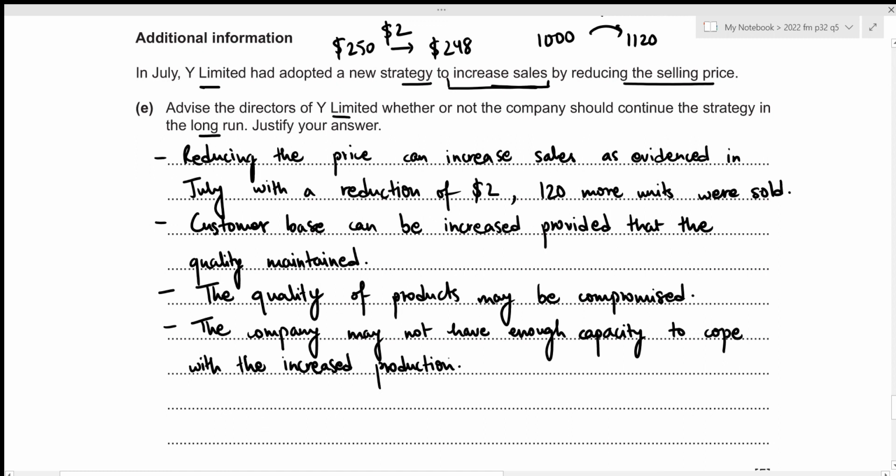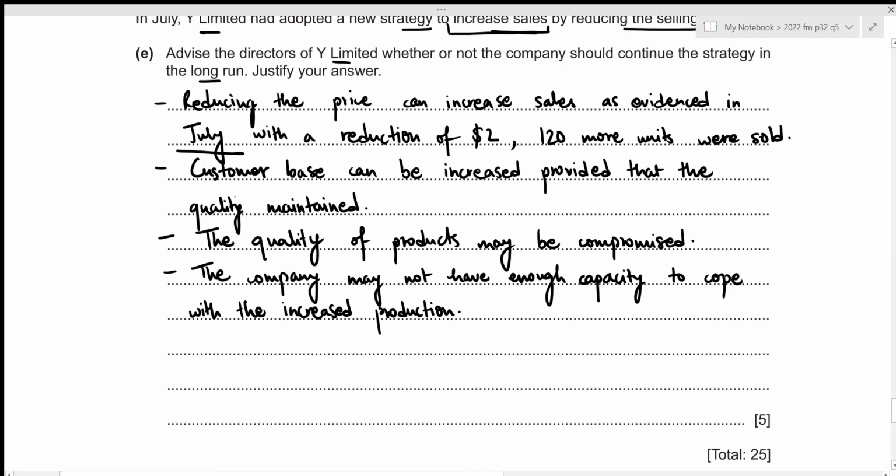Alright, now based on these factors, we need to advise the directors of Y Limited whether or not the company should continue the strategy in the long run. So there is no right or wrong answer in this case, right? So what I'm going to write down is that the company should continue this strategy because in July we saw that due to a reduction in sales price, we were able to increase sales. So I'm just going to write down that decision clearly.